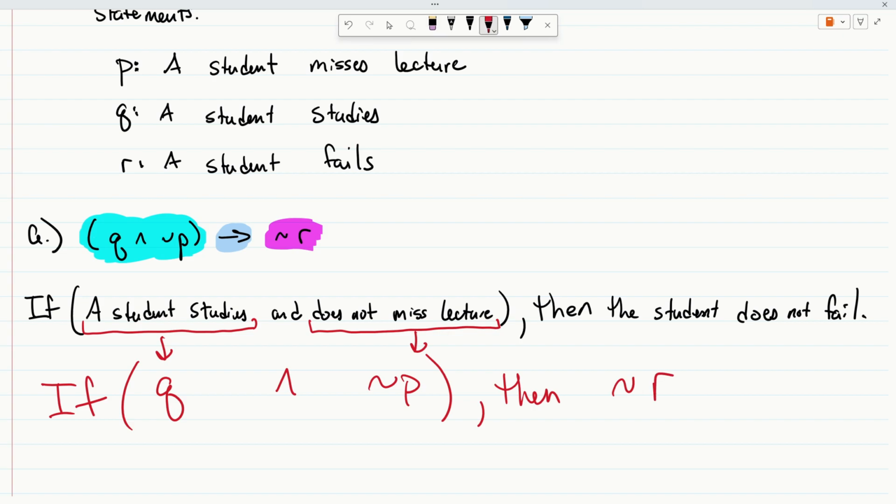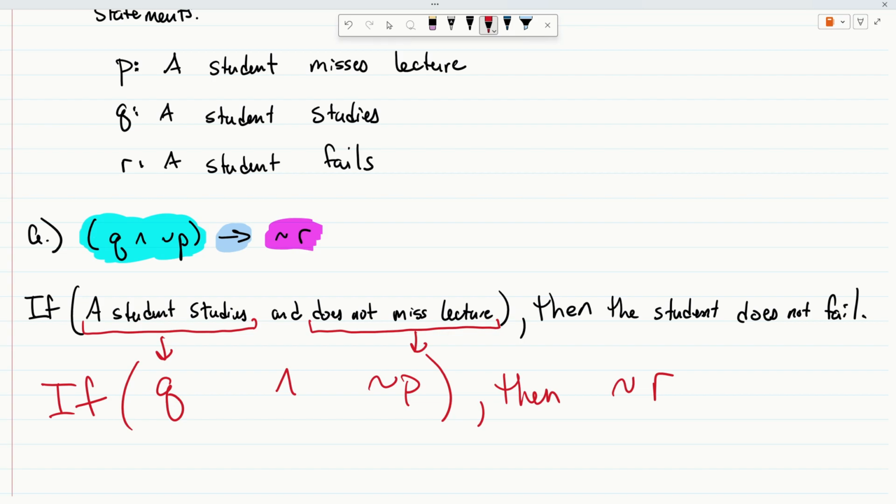So that's all I wanted us to do in this example, just to learn how to translate simple statements into compound statements, then back into these compound connectives and all this good stuff. So that is going to be it for this video. In the next section, we're going to go over the validity of these statements.